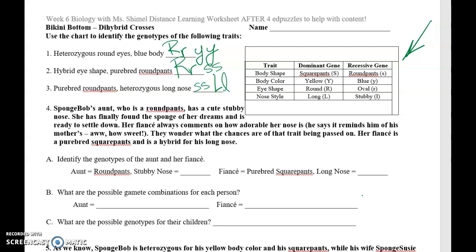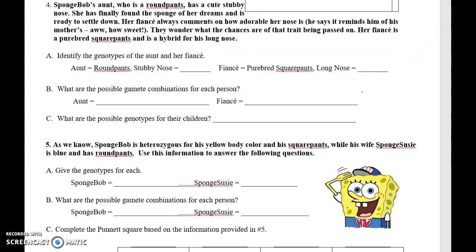If you're purebred for round pants, again, you're little s. If you're heterozygous for the long nose, you have the long nose gene, and you also have the short nose gene, so you are big L, small l. SpongeBob's aunt, who is round pants, has a cute stubby nose. Identify the aunt as round pants. She is round pants, so that is little s, and she also has a stubby nose, which is recessive, so she's little l, little l.